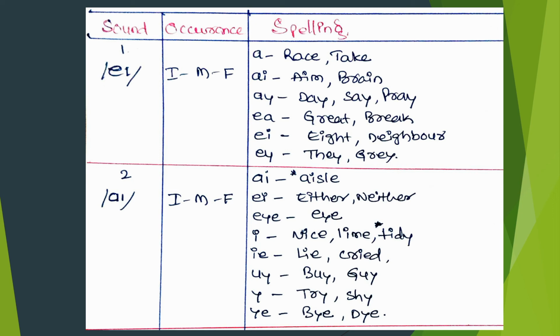and with EA, in the words such as GREAT. People used to say great. No, it is not gray. It is great, great, BREAK. That is break, not break. Break, break.